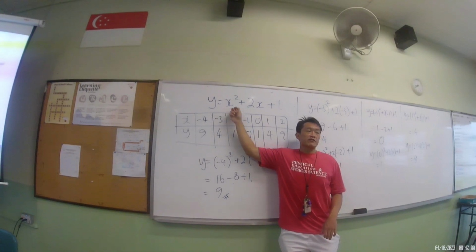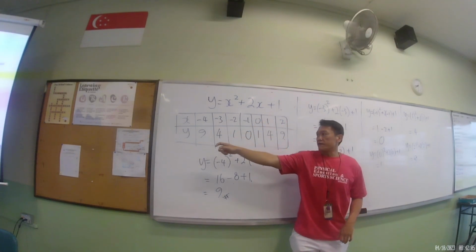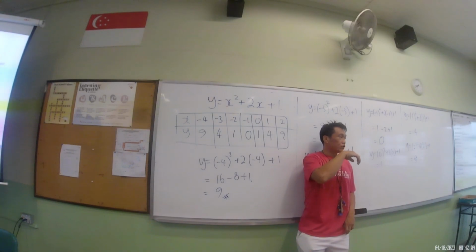Each of the values of x and y will fulfill the equation. So each of them is going to be a point on the graph that you are going to draw.